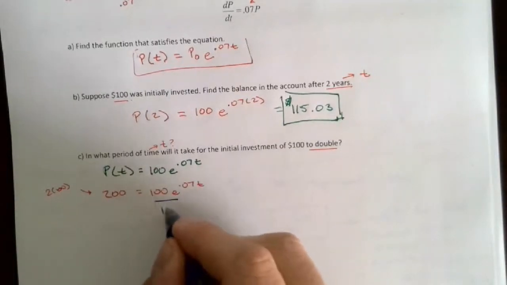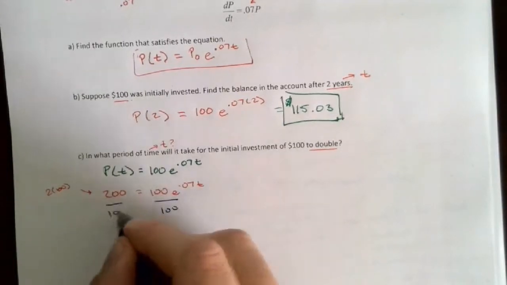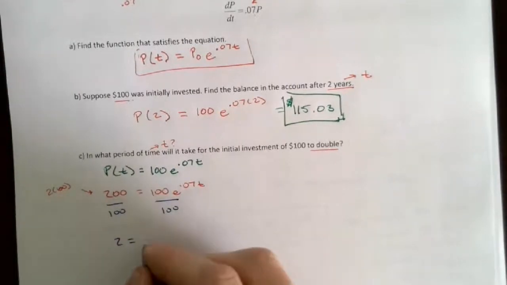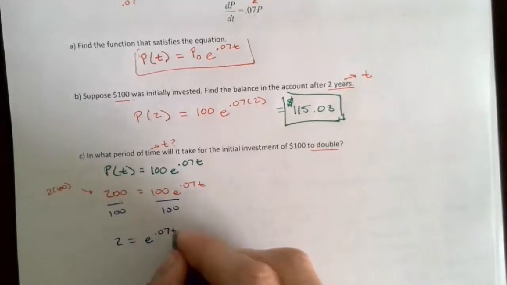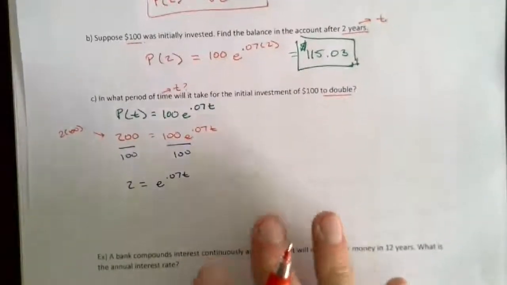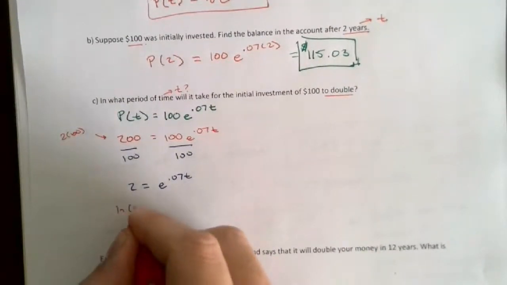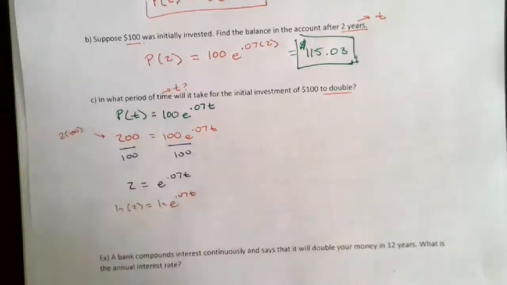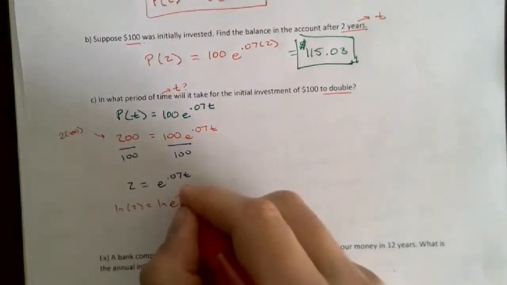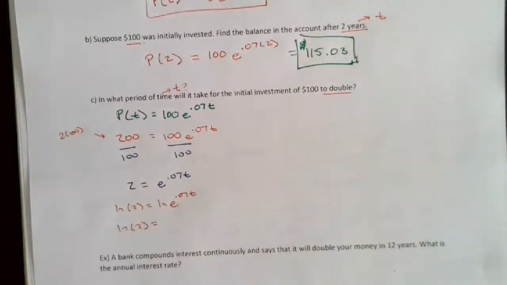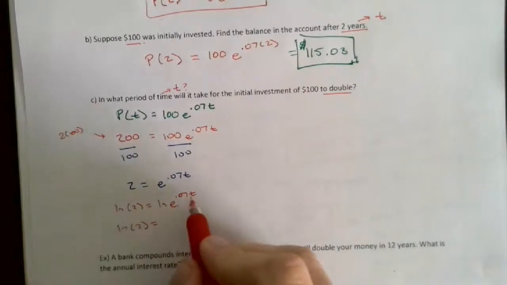So we're going to divide by 100 each side. If you divide by 100 each side, 200 divided by 100 gives you 2. It's equal to e to the 0.07t. And then we want to solve this. To solve this, we take natural log of each side. We have natural log of 2 equals natural log of e to the 0.07t. Remember why we're doing this. Let's just keep natural log of 2 for now to keep it exact.